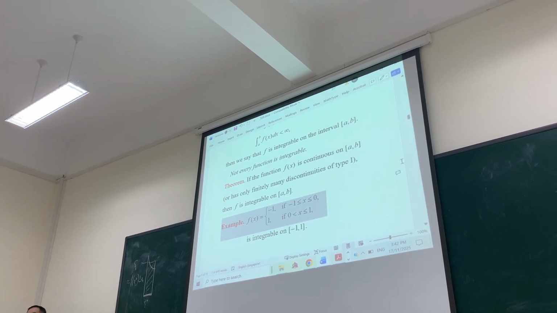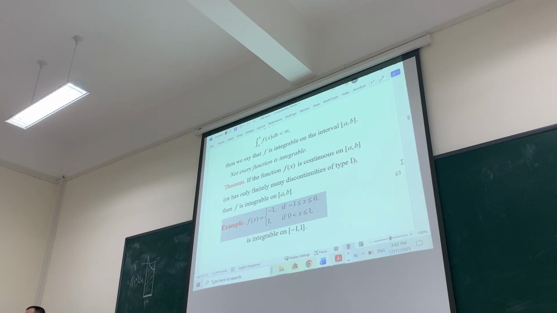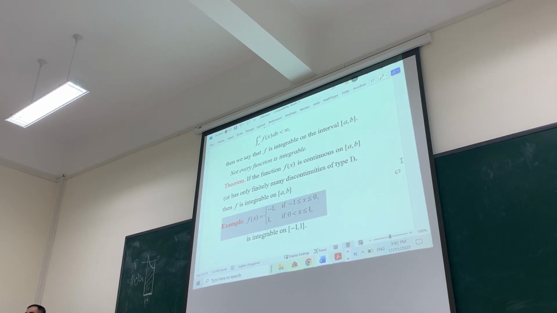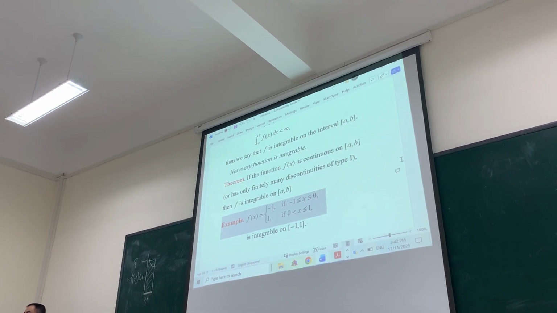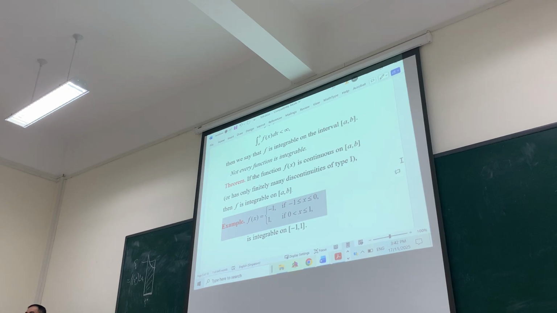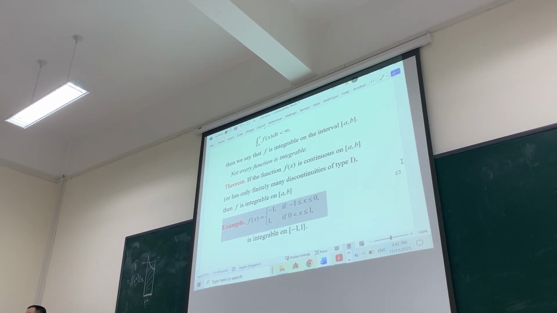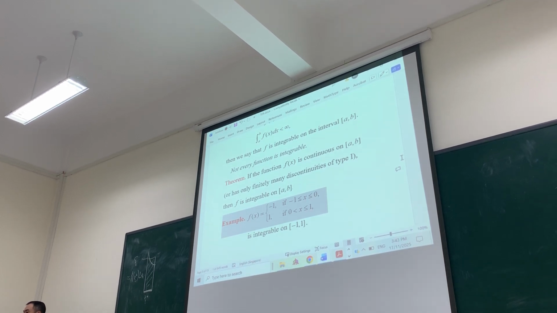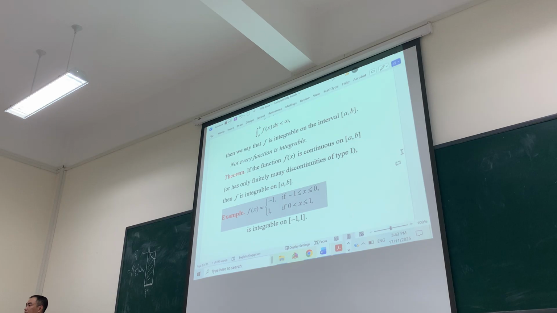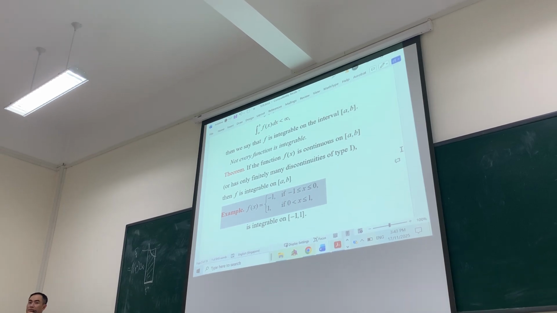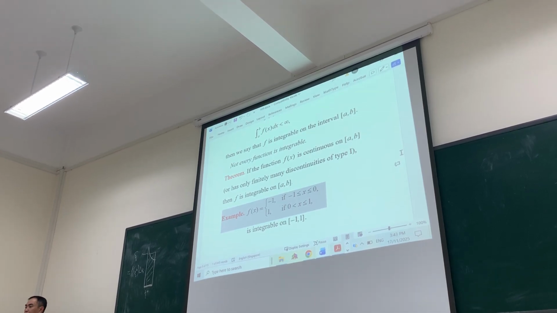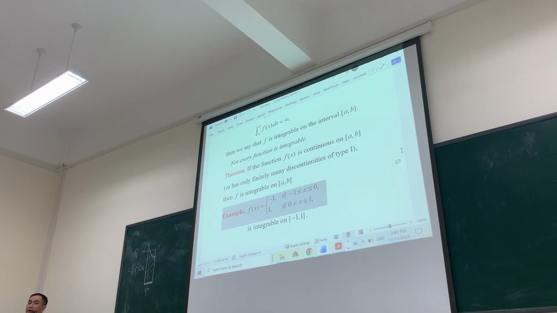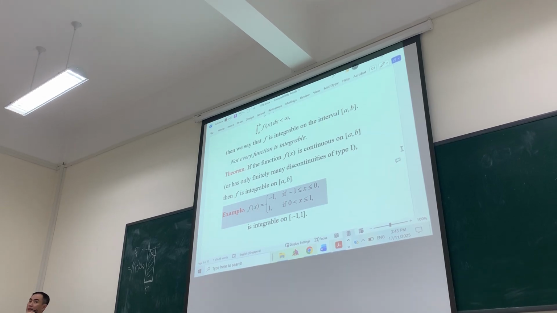The example I gave is for a function that is integrable with only finitely many discontinuities. So I don't have to prove that the function f is integrable. Okay? So for the function f integrable, we can always ignore that. We don't have to prove it.